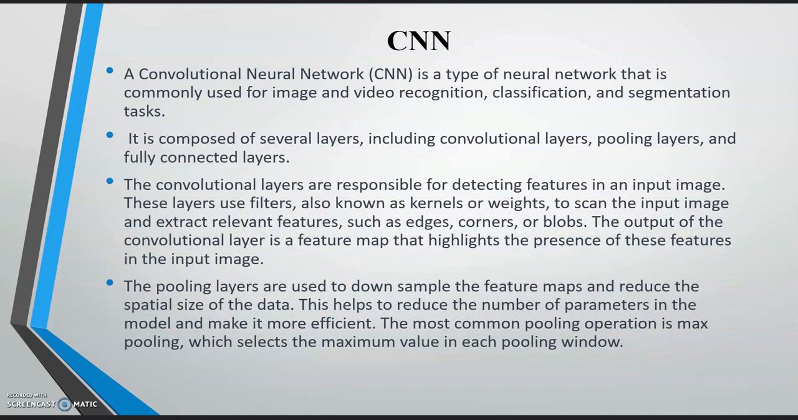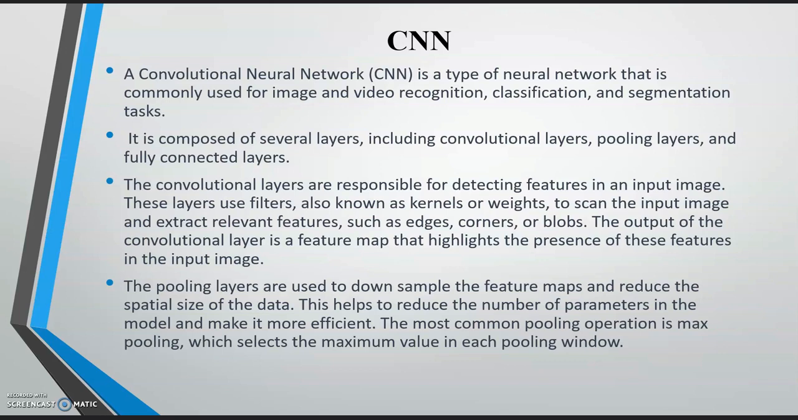Now let's see what is CNN. CNN is a convolutional neural network, which is a type of neural network that is commonly used for image and video recognition, classification and segmentation tasks. It is composed of several layers, including convolutional layers, pooling layers, and fully connected layers. The convolutional layers are responsible for detecting features in an input image. These layers use filters, also known as kernels or weights, to scan the input image and extract relevant features such as edges, corners, or blobs.